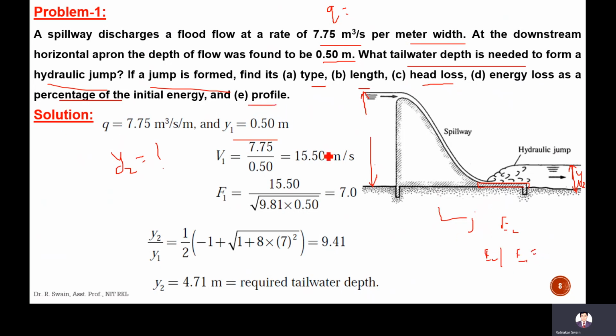Then you have to draw the profile. Okay, so here Q is given as 0.775 cubic meter per second, and Y is given as 0.5 meter. So velocity can be calculated. Velocity V1 will be q by Y1.